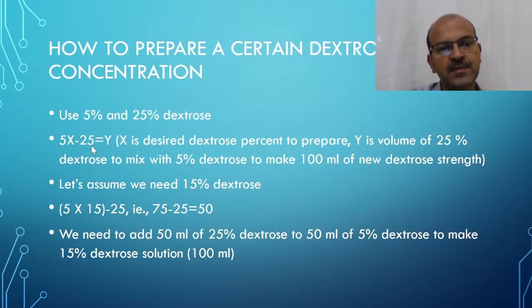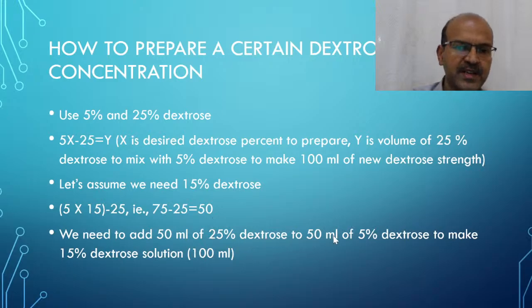So this same principle can be used for them. So 5x minus 25 equals y. X is the desired dextrose percentage that we want to prepare, and y is the volume of 25% dextrose that you need to mix with the 5% dextrose to make 100 ml of the new dextrose strength. So let's assume we need 15% dextrose. So 5 times 15 minus 25, that's 50 ml. So basically we need 50 ml of 25% dextrose to be added to 50 ml of 5% dextrose to make the 15% dextrose solution.